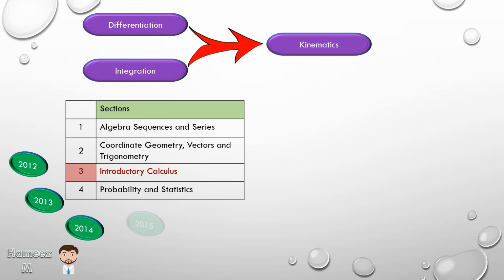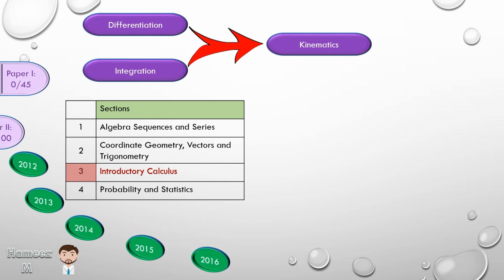Kinematics is tested as one whole question worth 20 marks in paper 2. It looks at real-world applications of differentiation and integration, specifically dealing with the ST and VT graphs.